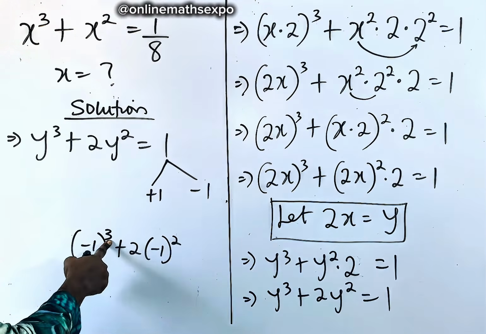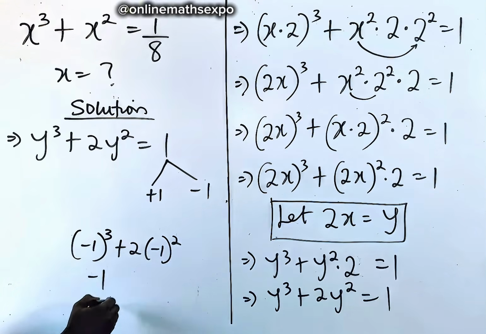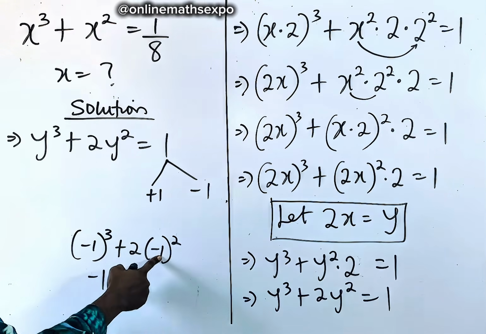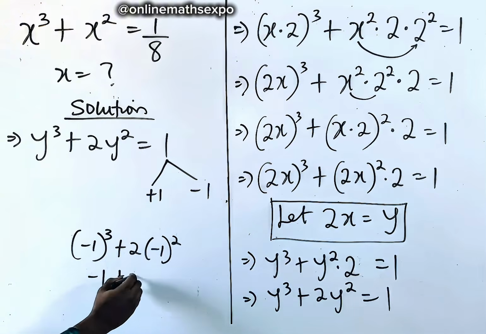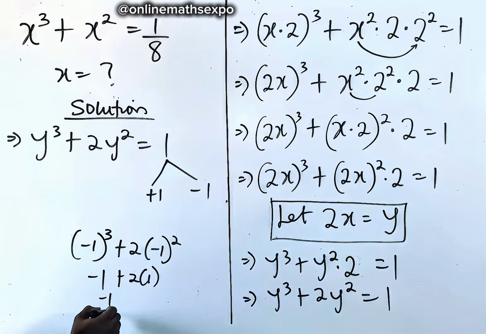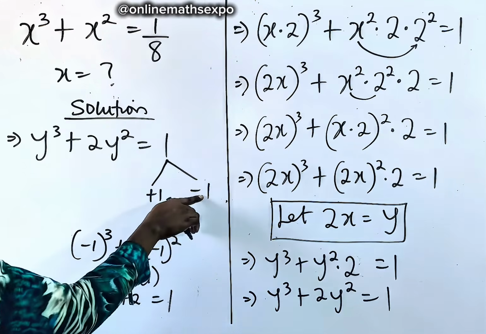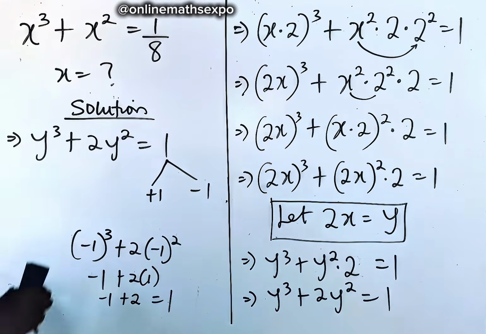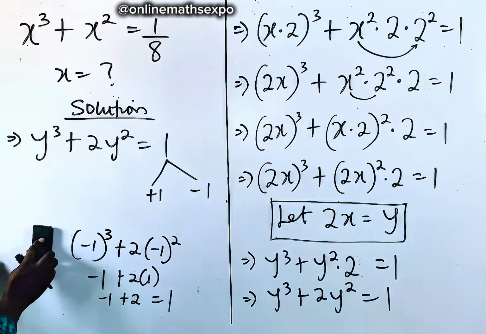Negative 1, when you cube a negative, it returns negative. When you square a negative, it gives you positive. So this is going to give us 2. And this is negative 1 plus 2, which is equal to 1. So it means that negative 1 is a solution. So what do we do? That will help us to solve.